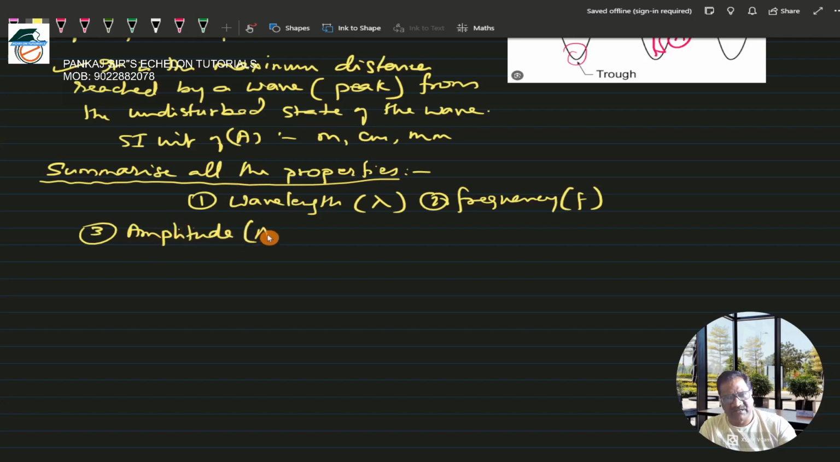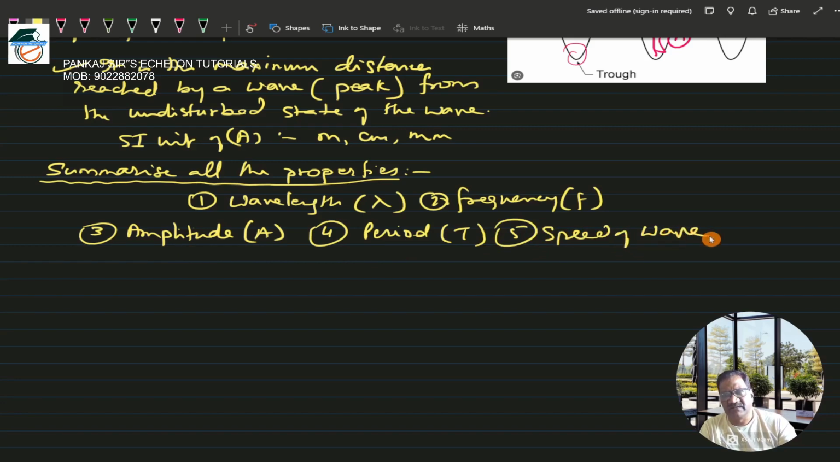Amplitude denoted by a capital A. Fourth is a period, which is denoted by a capital T. Wavelength, frequency, amplitude, period. And fifth was the speed of the wave. So wavelength, frequency, amplitude, period, and speed of the wave. These are the five basic properties of any wave.